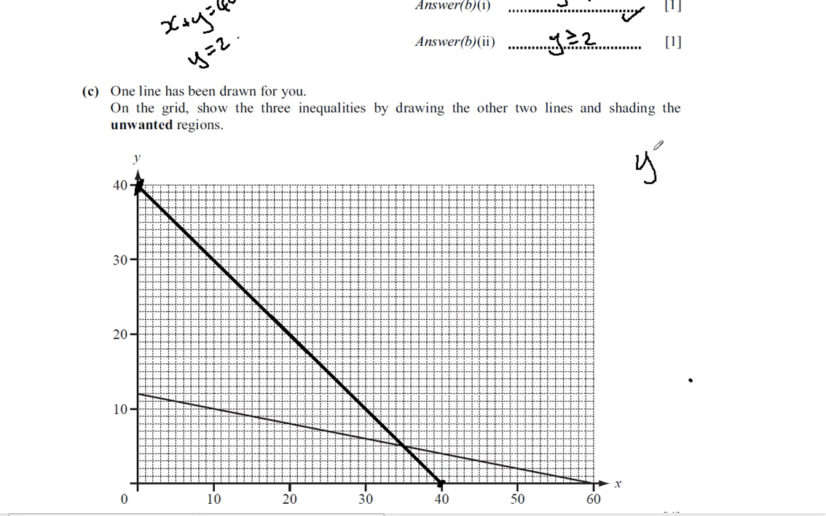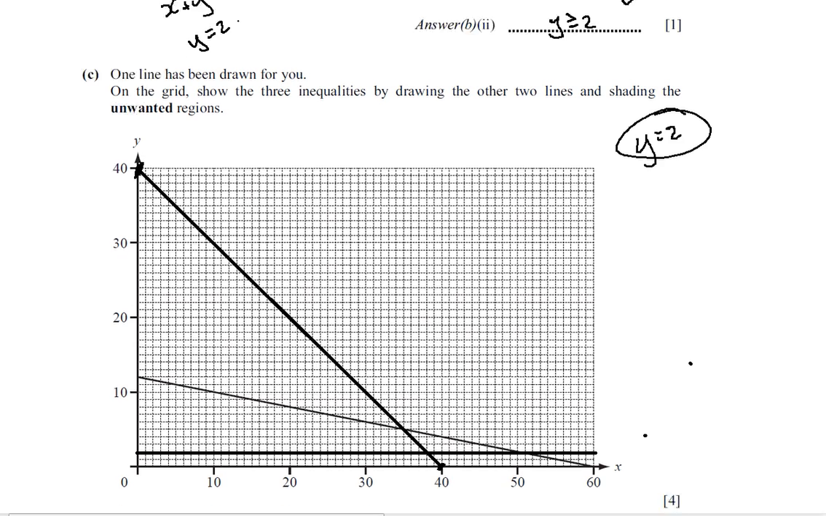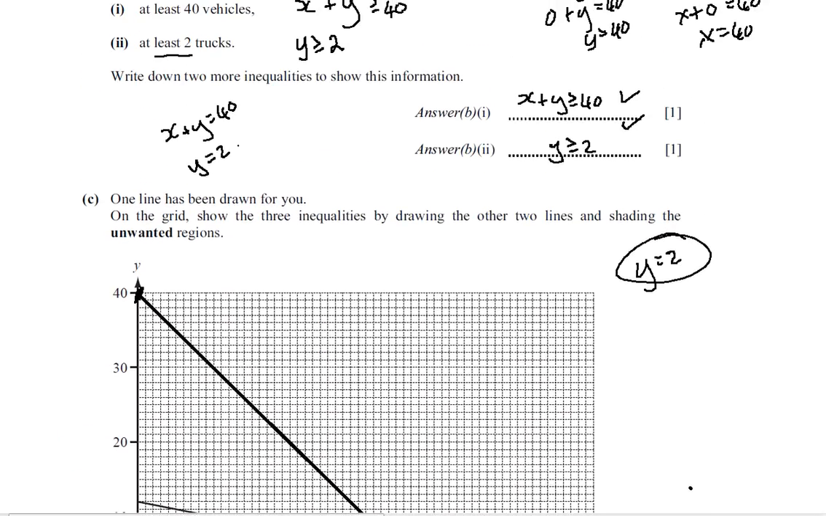Next graph, y is equal to 2. That is just a horizontal line. Y is 2. Okay, now we come to shading the areas.